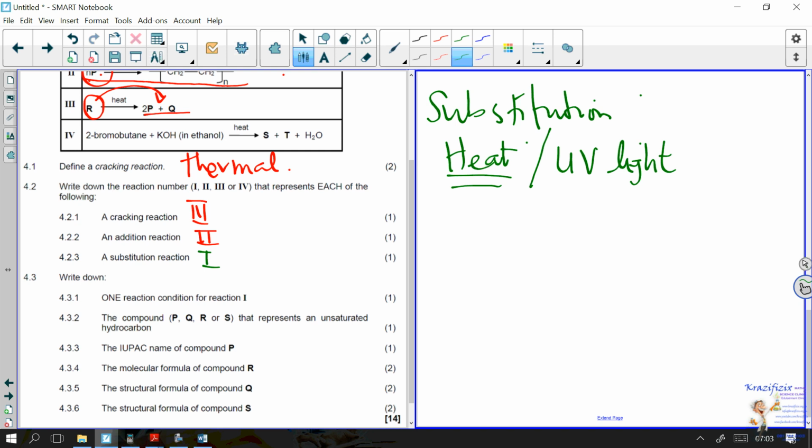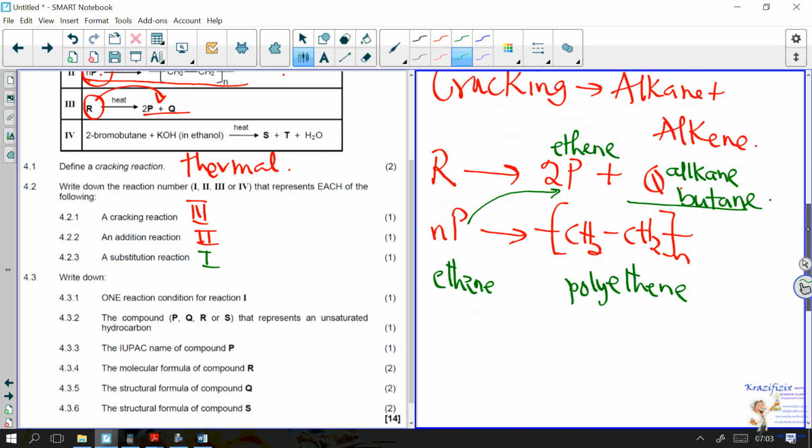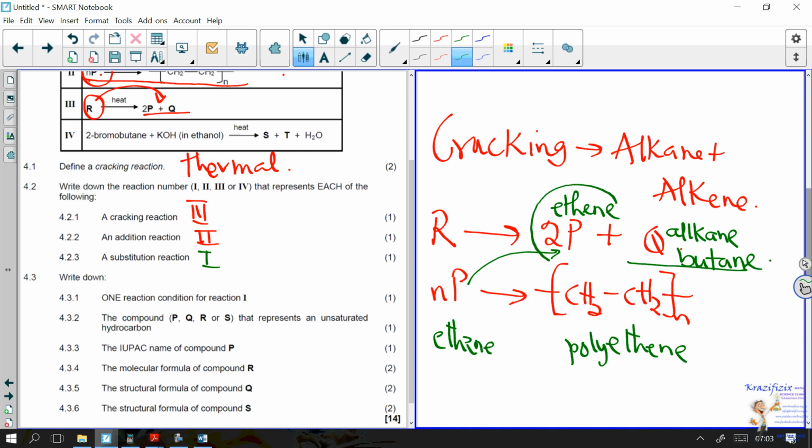4.3.2. The compound PQRS that represents an unsaturated one, guys, we've already answered all of this. Which one is unsaturated? We need either an alkane or an alkene. It's P. Okay. 4.3.3. IUPAC name of P. We answered that: ethene.